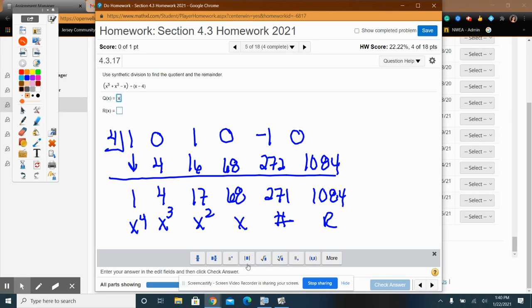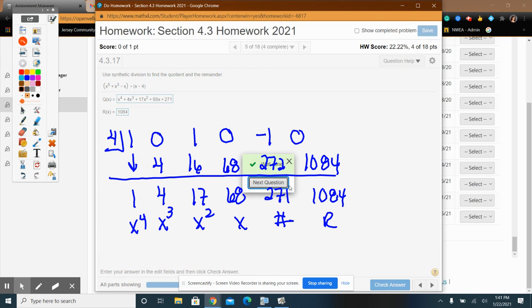x to the fourth, 4 x to the third, 17 x squared, plus 68x, plus 271. And on this one, you put the remainder in this next spot right here. And I got 1084, which seems really big, but I guess I did it right.